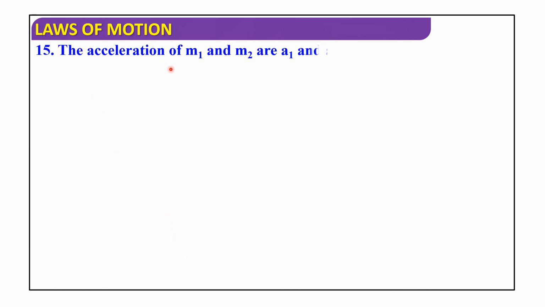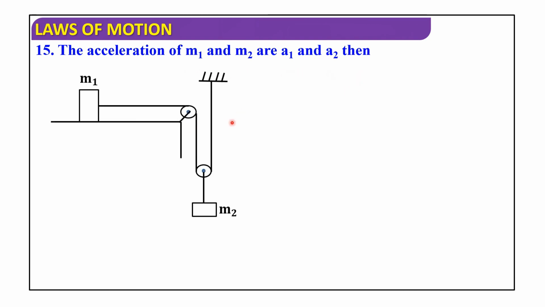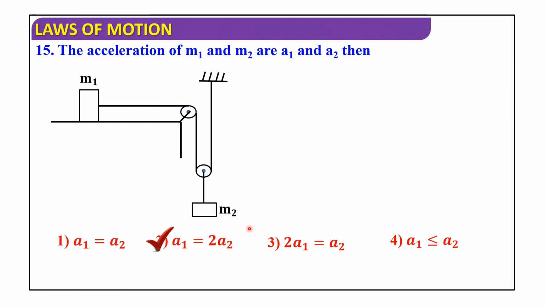The accelerations of m1 and m2 are a1 and a2. Then, which option is correct? Now let us discuss. Observe this. A block is placed on this and we are attaching the two pulleys, and for the second pulley we attached the mass block of mass m2. Now let us go to the solution.